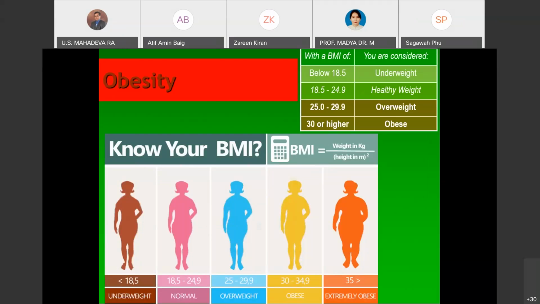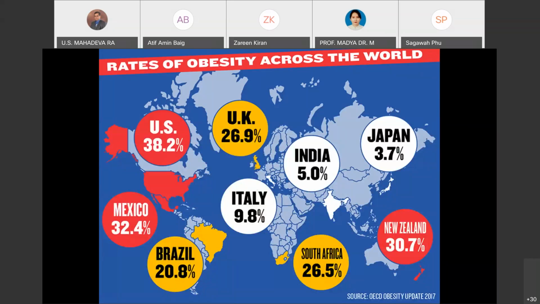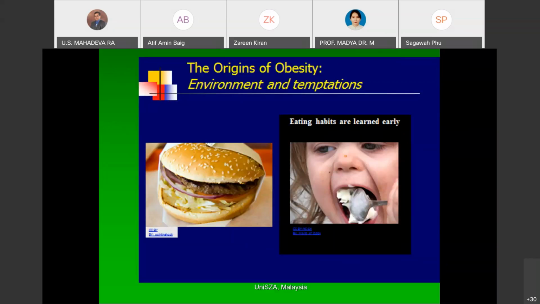We need not spend time on explanation. What is the BMI? What is overweight? And this is the scenario, the rate of obesity incidence. And what is the craving for food?